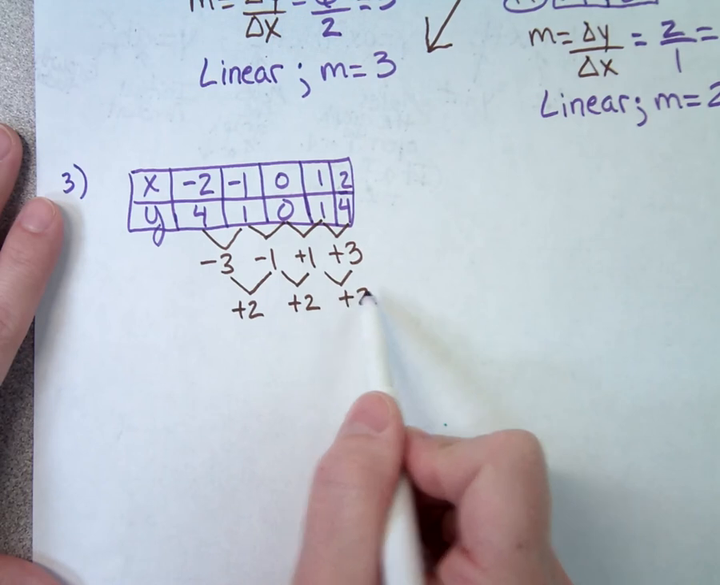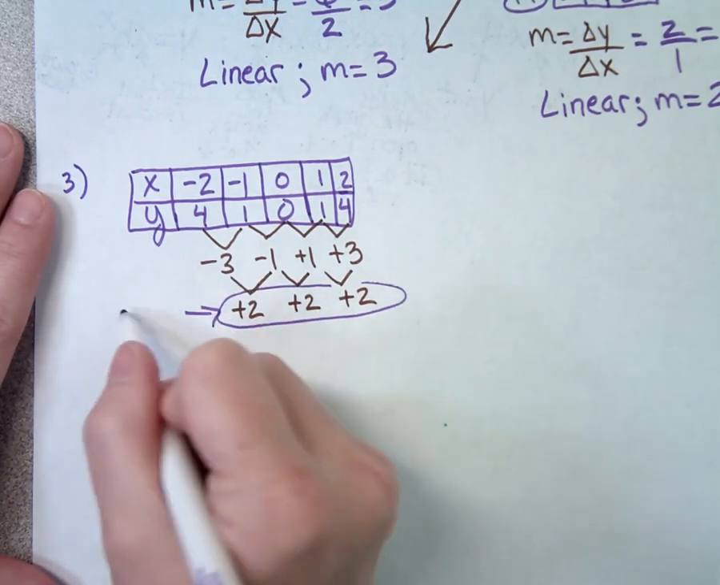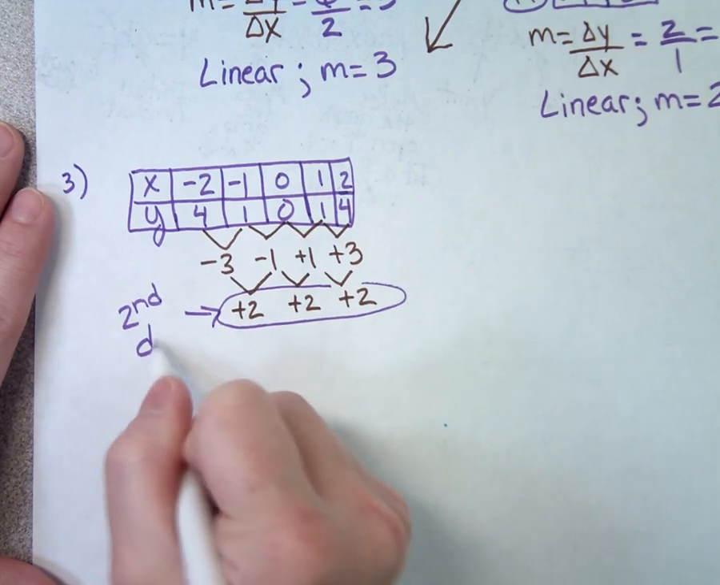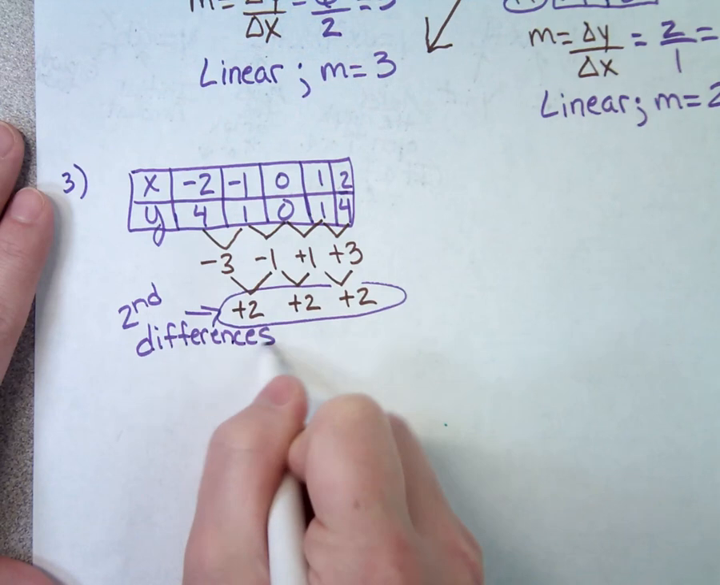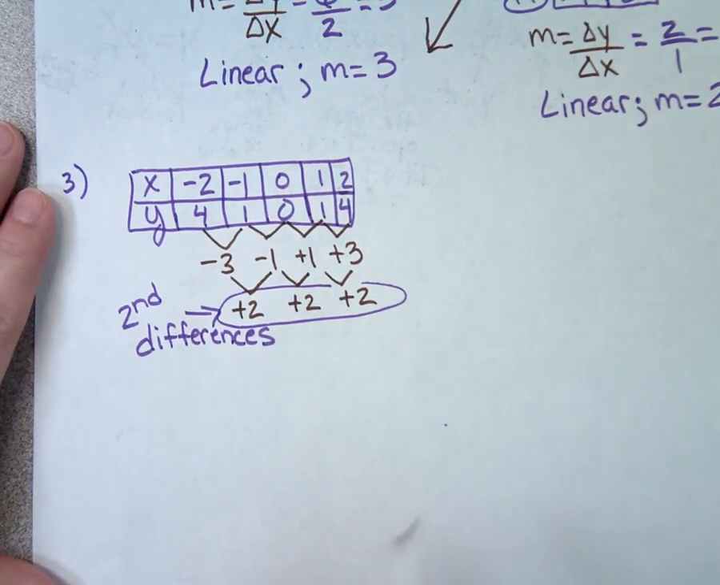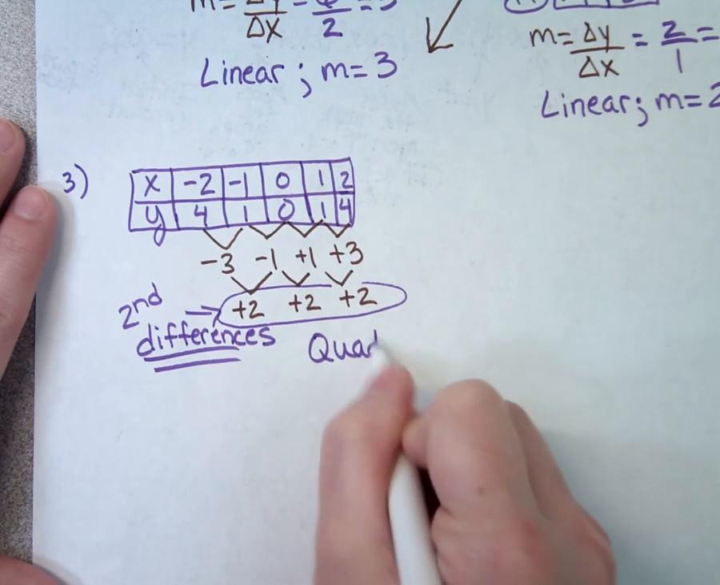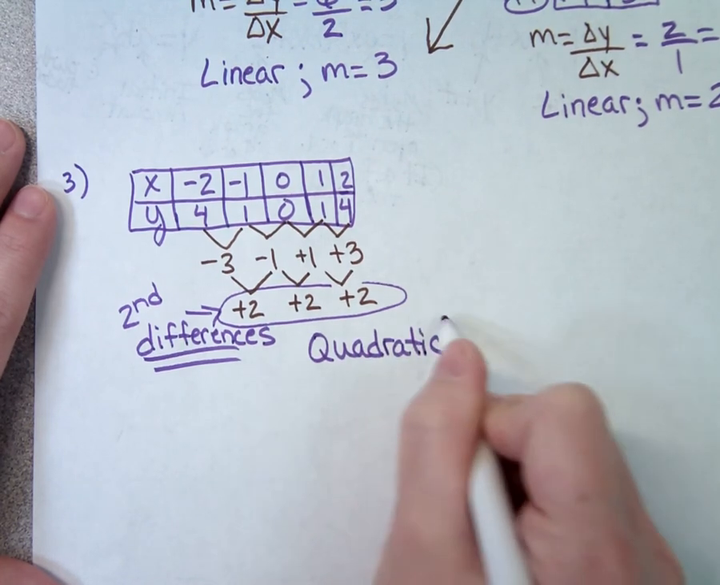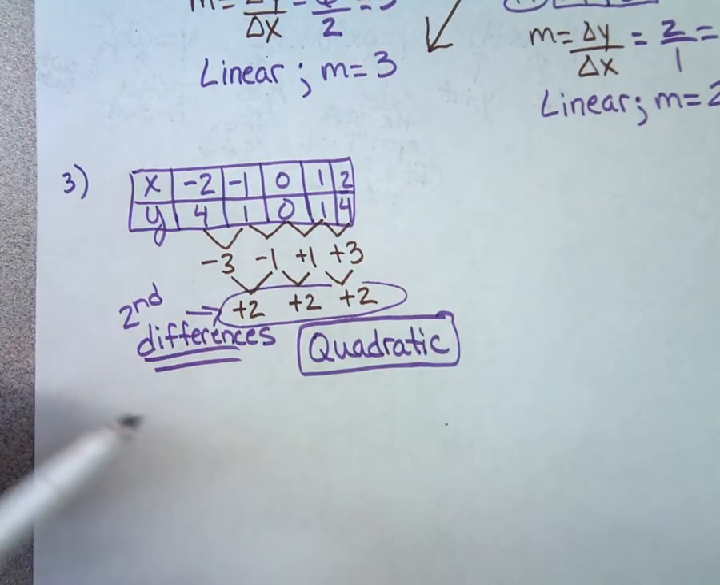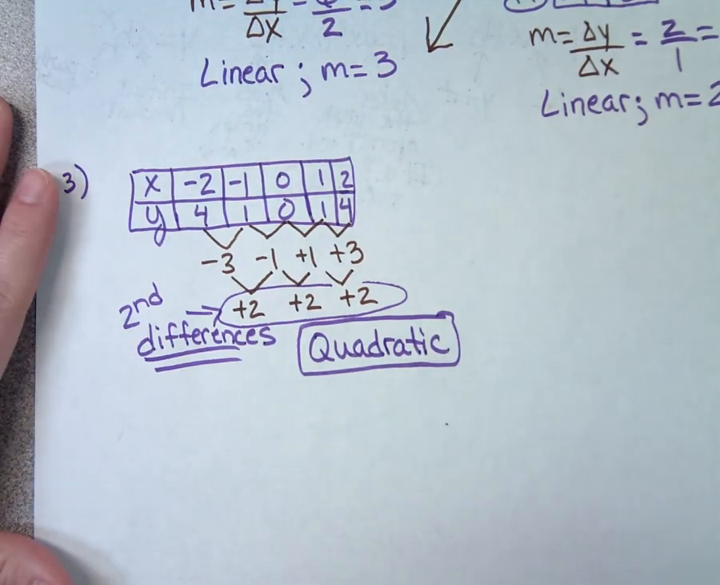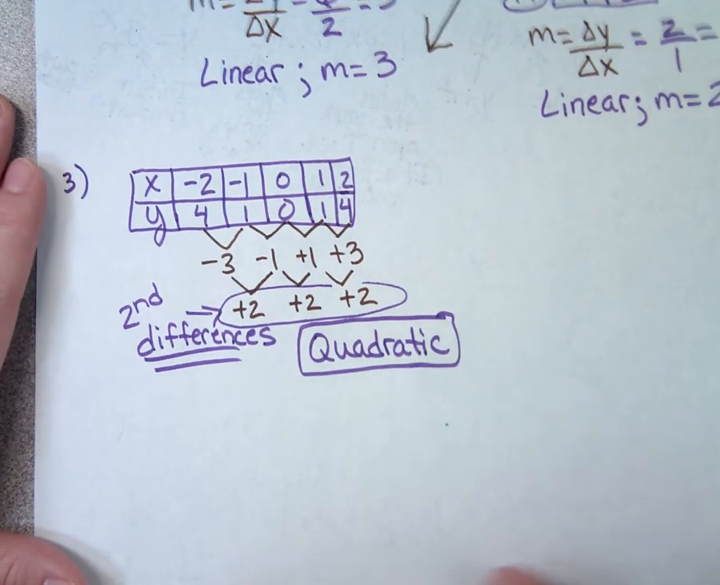See how the second time we did it, they're the same? When your second differences are the same, then that's when you've got yourself a quadratic function. So when second differences are the same, that makes this guy quadratic. And I'll show you later how we can write an equation for this. Right now I just want you to know how to know if it's linear, quadratic, or exponential. So if your second differences are the same, then it's quadratic.